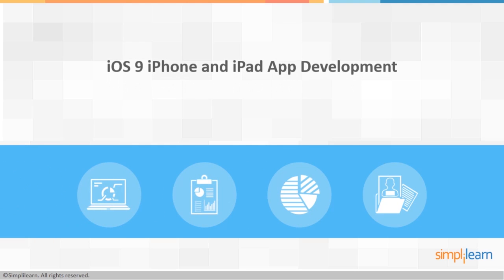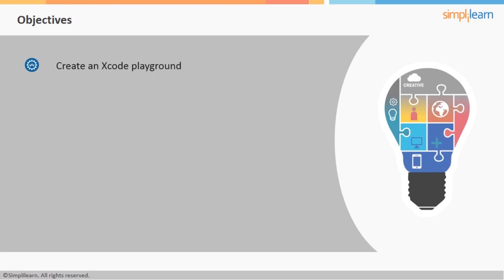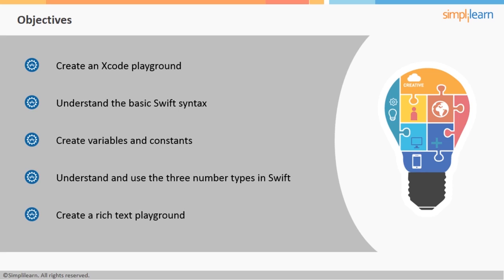Hello and welcome to iOS 9 iPhone and iPad app development, Lesson 1, Swift 2.0 Programming Basics. By the end of this lesson, you'll be able to create a playground in Xcode. You'll understand the basic Swift syntax. You'll be able to create variables and constants. You'll be able to understand and use 3 number types in Swift. And you'll be able to create a rich text playground.